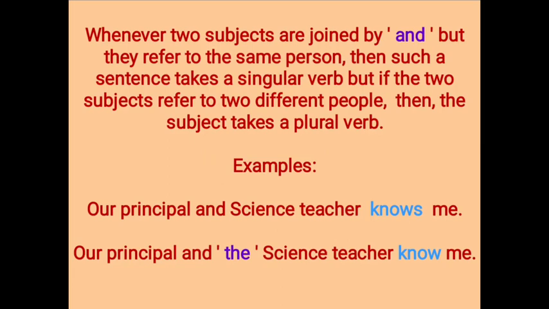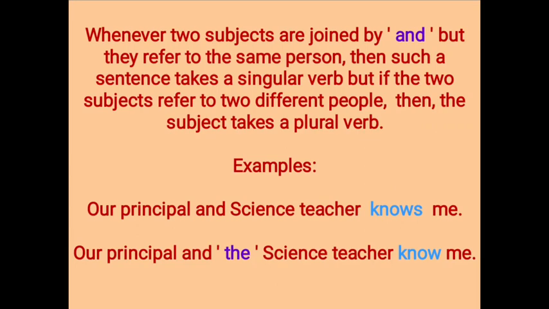Whenever two subjects are joined by and, but they refer to the same person, then such a sentence takes a singular verb. But if the two subjects refer to two different people, then the sentence takes a plural verb.